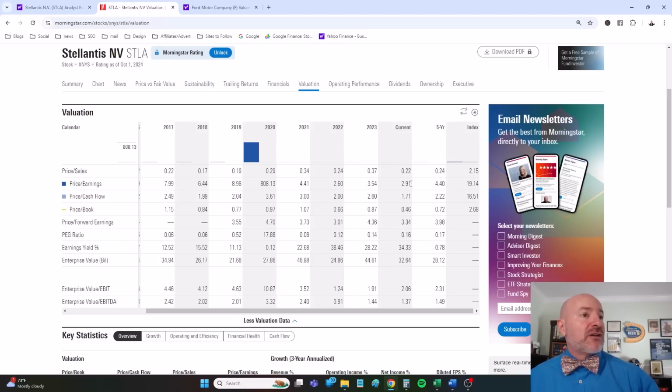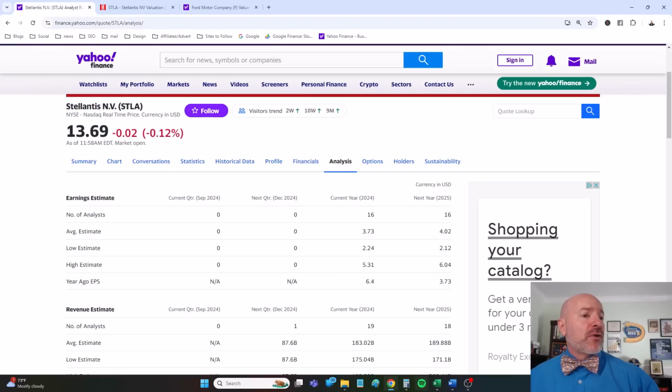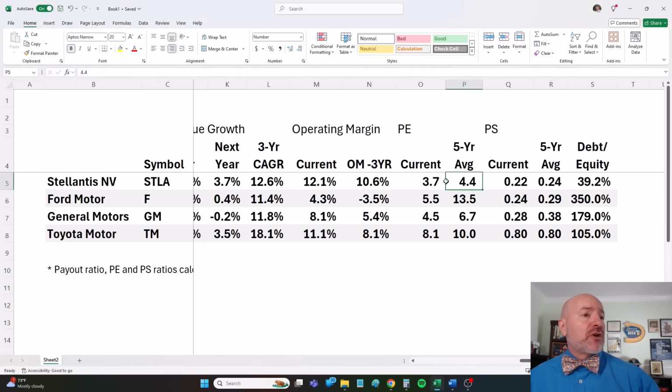So this is the 5-year average. If we took these 5 years, I think they probably excluded 2020 because that was obviously an outlier. But if we took 5 years of price to earnings ratios for Stellantis divided by 5, we get a 4.4 average. We also did that with the price to sales that we'll look at next, so 0.24. We got the data for each of those from the Morningstar website in the valuations tab. Again, we can compare the history or average of where the company stock trades with its current valuation.